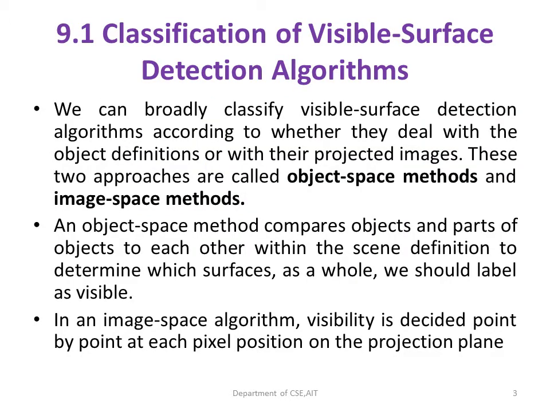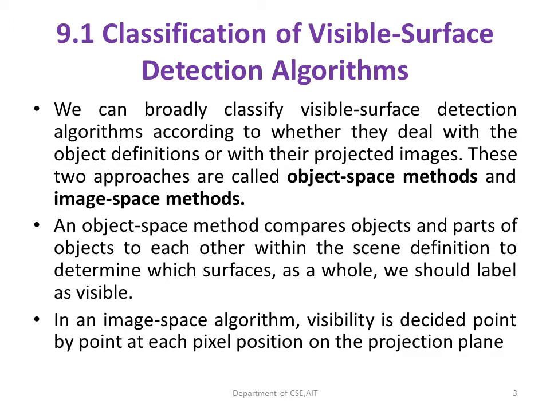So basically the visible surface detection algorithms can be of two types, that is the object space method and the image space method. The object space method is going to compare the objects in terms of its parts and how these parts are connected to the object within a scene, and how we are going to determine whether it is part of a surface as a whole. So like this we are going to see whether that particular object is visible or not visible.